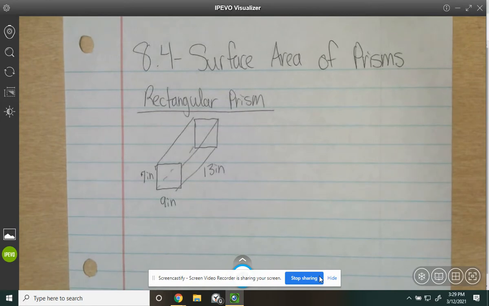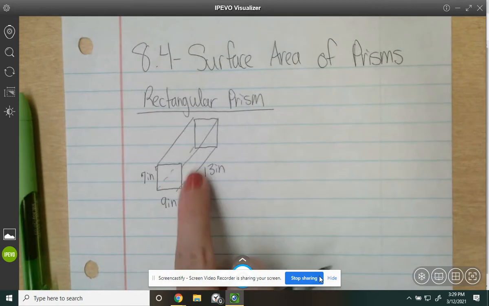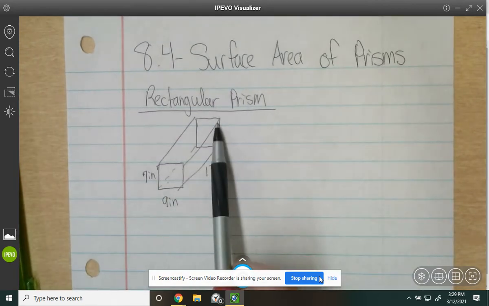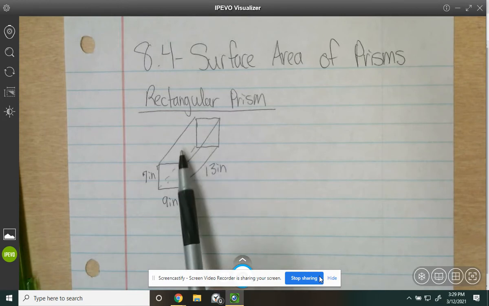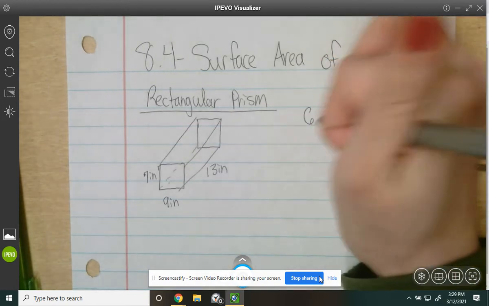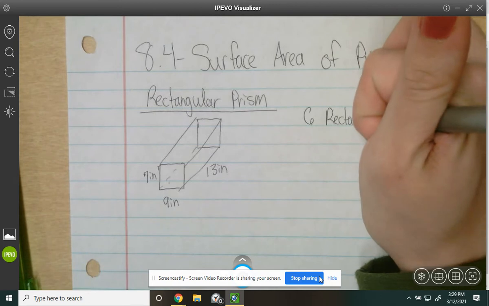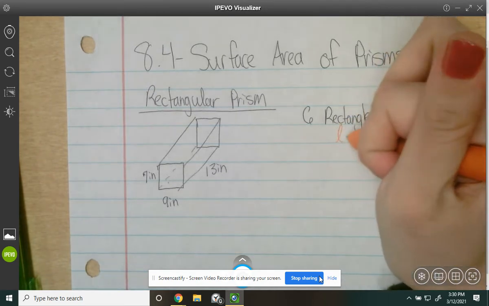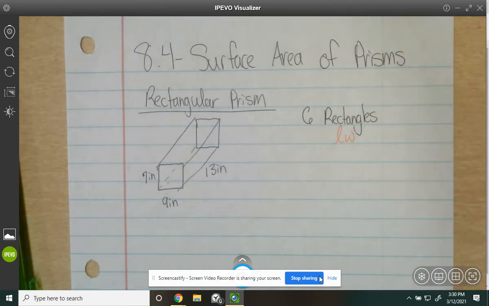My next question is, how many rectangles are represented in this prism? Well, you've got 1 in the front, 2 in the back, 3, 4, 5, 6 rectangles. If you look at the reference sheet I gave you, you can find the area of a rectangle. It's just length times width. So that's all we're going to have to do for this one.